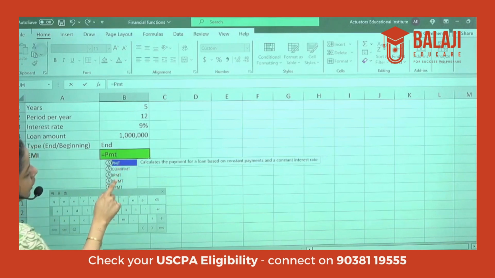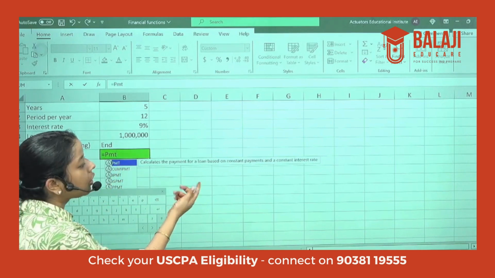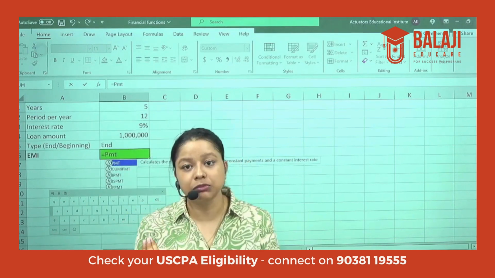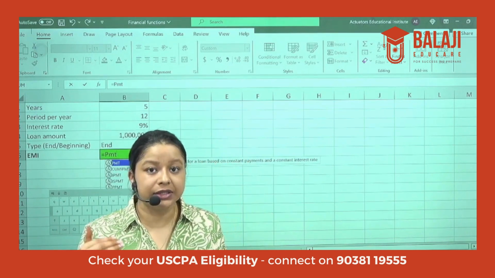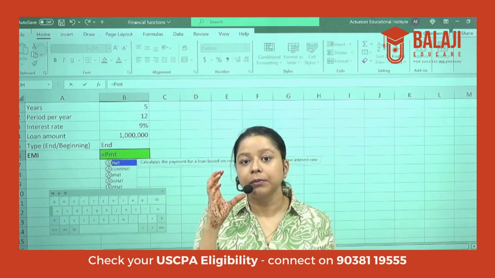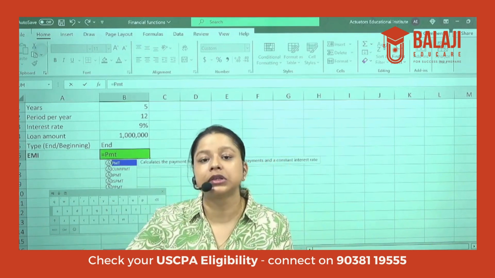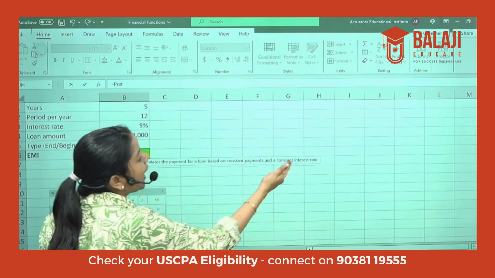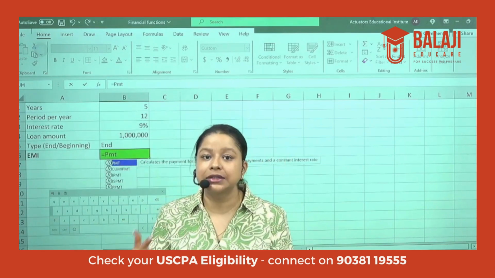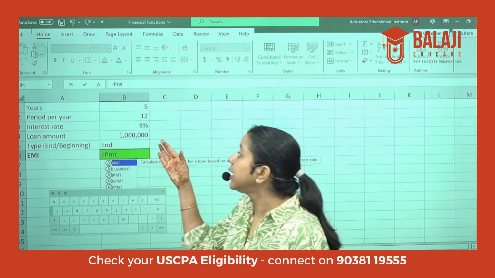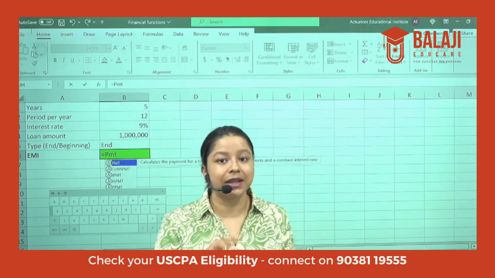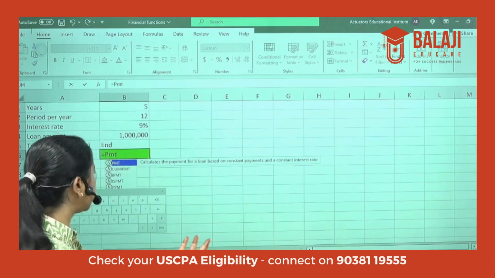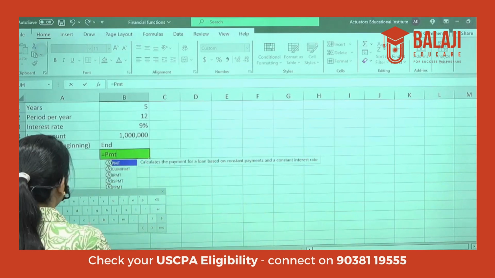You get the function name PMT, which calculates the payment for a loan based on constant payments. There is an assumption that you are making these installment payments as constant amounts, so that is why the word equal comes here, and a constant interest rate. We are considering that for the next 5 years, the interest rate will remain at 9% per annum, which is the yearly interest rate.